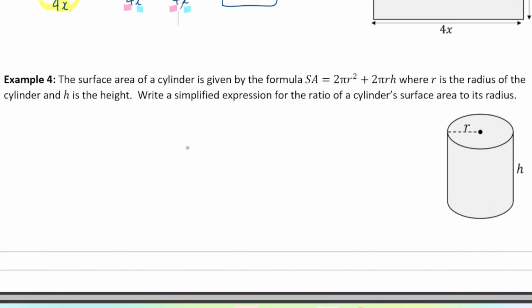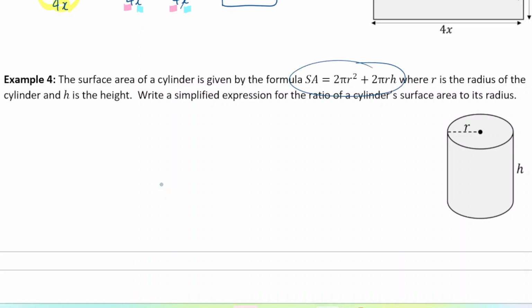And finally, we have the surface area of a cylinder is given by this formula, where r is the radius of the cylinder and h is the height. You might recall this back from last year when you learned about the surface area of cylinders. Write a simplified expression for the ratio of the cylinder's surface area to its radius. So what that means is when you write a ratio, you can write it as a fraction, and it's asking us to do the surface area to the radius. So it's going to be 2 pi r squared plus 2 pi rh. That's the surface area, and the radius is r.